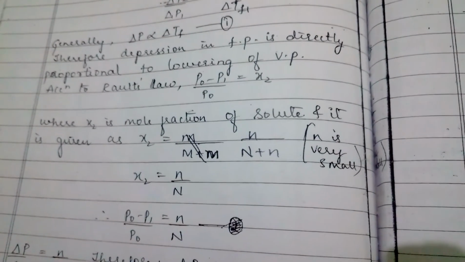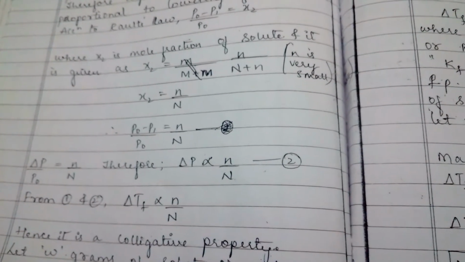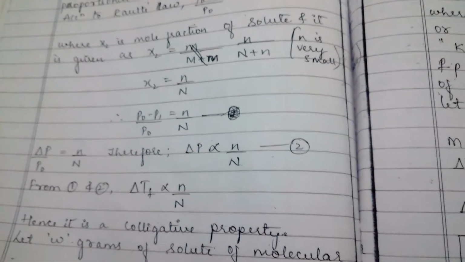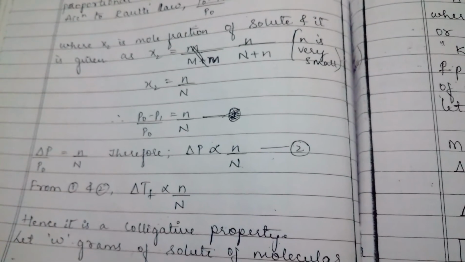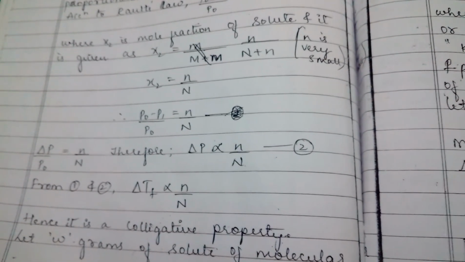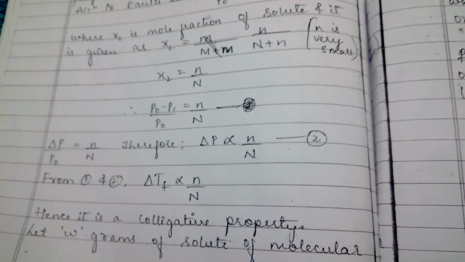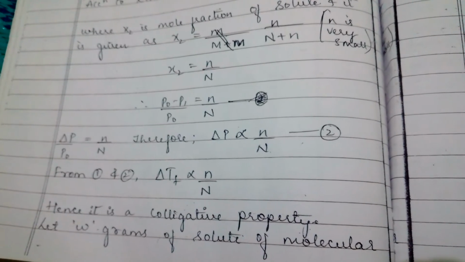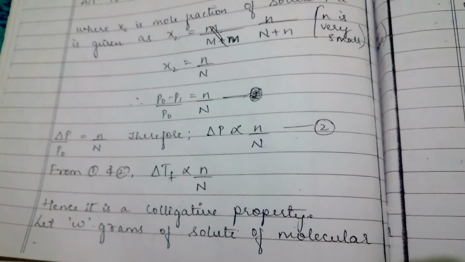According to Raoult's law, (P0 minus P1) by P0 is equal to x2, where x2 is the mole fraction of solute and is given as x2 is equal to small n by capital N plus n. Where small n is very small, it can be neglected in the denominator, so we get x2 is equal to small n by capital N. Therefore, (P0 minus P1) by P0 is equal to n by N. Delta P by P0 is equal to n by N. Therefore, delta P is directly proportional to small n by capital N. Call it equation 2.